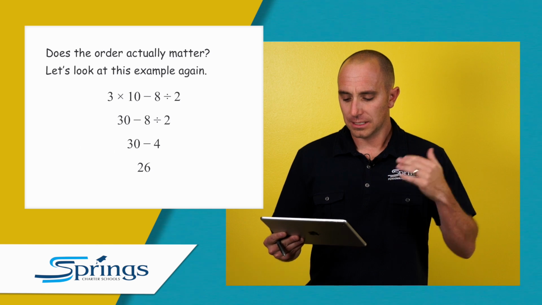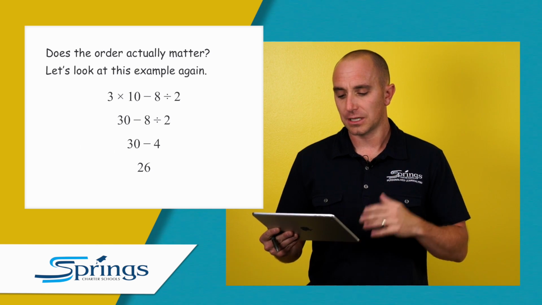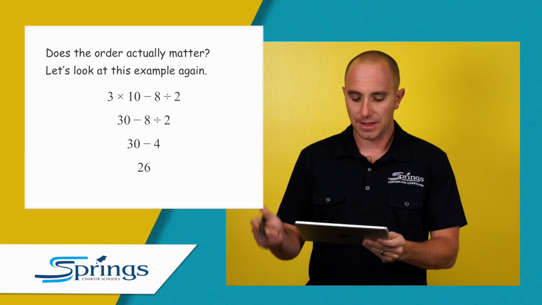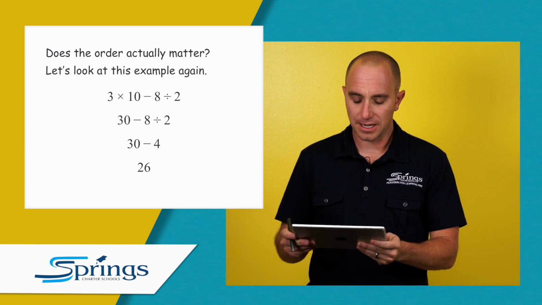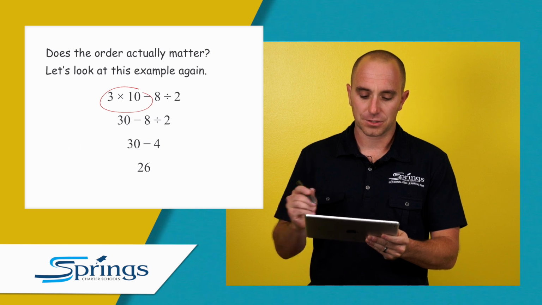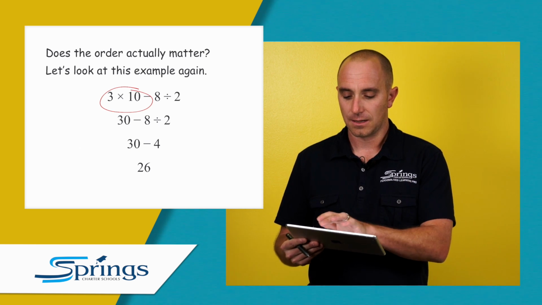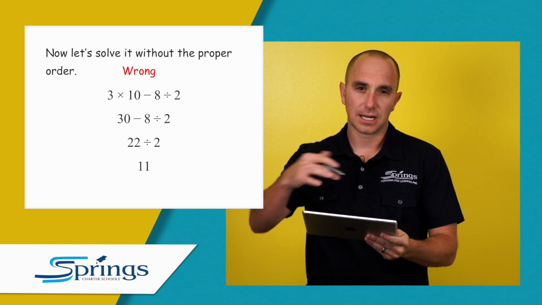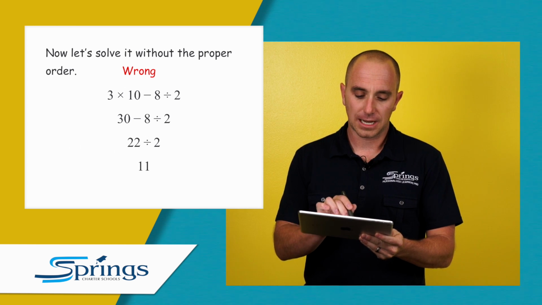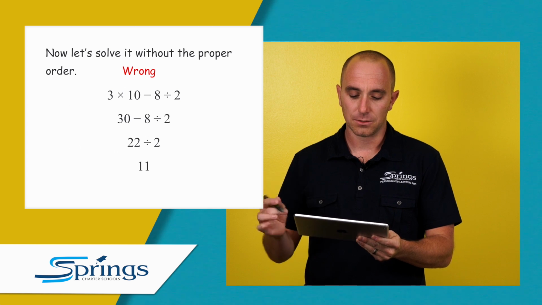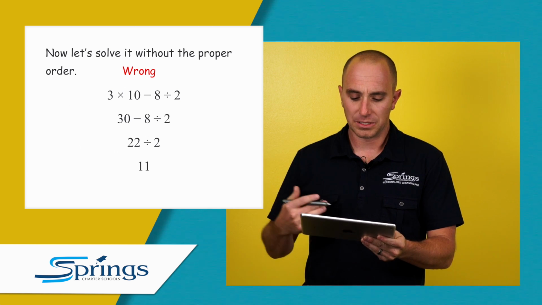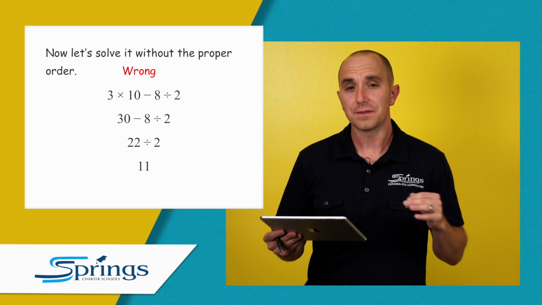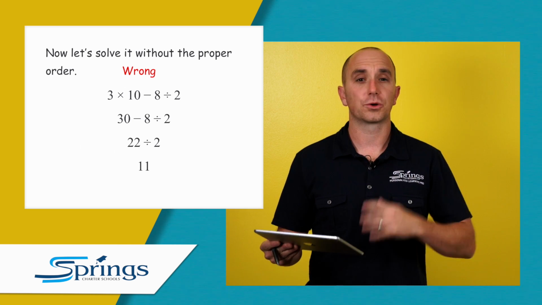Okay, so let's kind of revisit. We just talked, does the order actually matter? Let's look at this example again. Remember, the one without the parentheses, I got 26. And really, that key area is right here, where I do this step first rather than 10 minus 8. If I didn't do it correctly and I just went from left to right, I could do 3 times 10 is 30, minus 8 divided by 2. Then I would have 30 minus 8 would be 22, divided by 2, and then 22 divided by 2 is 11. So you can see that even without the parentheses, if you don't follow the order of operations, you're going to get a different answer.